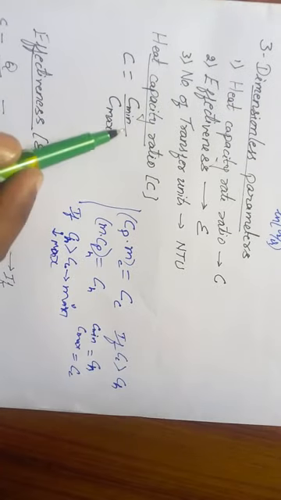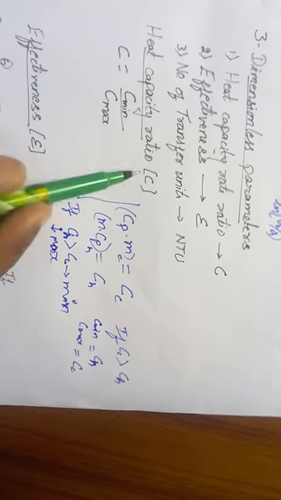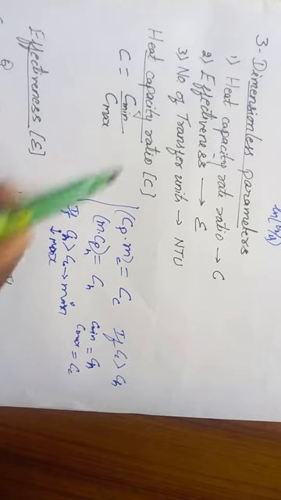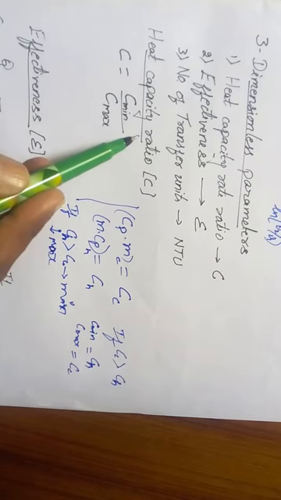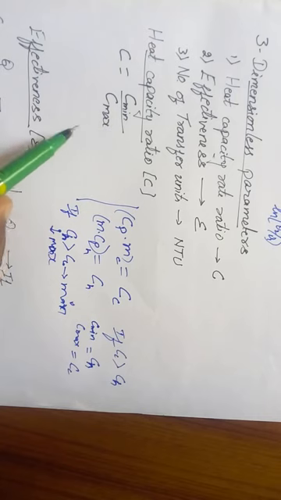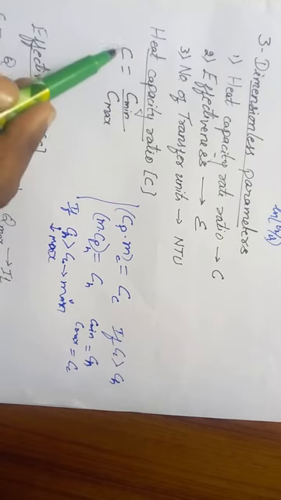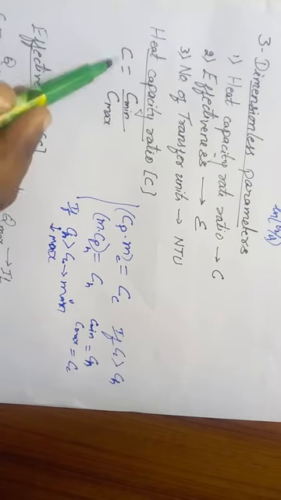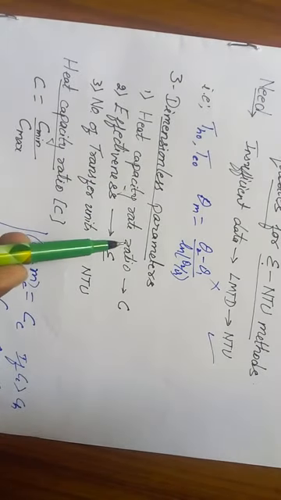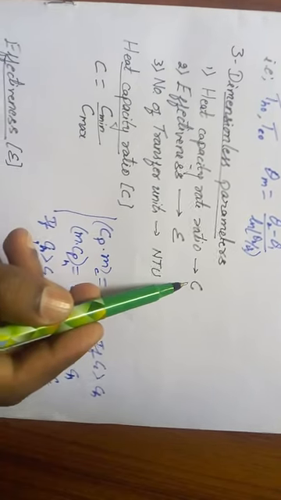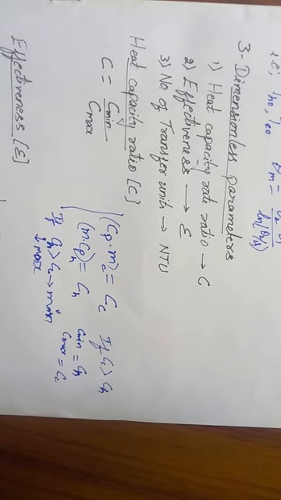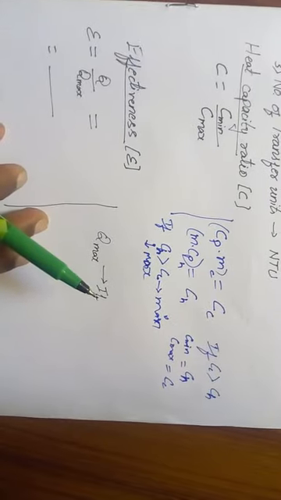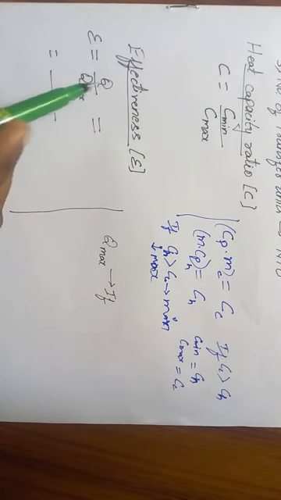By definition, it is the ratio of the heat capacities of the fluids, taking the minimum value in the numerator and the maximum value in the denominator. This ratio is the heat capacity ratio, or heat capacity rate ratio, represented by C. This is for your understanding. Is that clear? Now coming to the effectiveness, it is the ratio of Q by Q max.